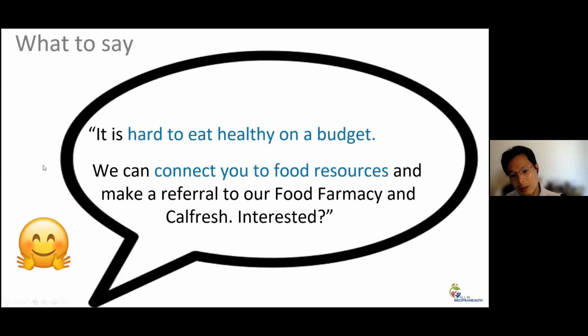It's hard to eat healthy on a budget, and then the piece is, well, we can connect you to food resources and maybe make a referral to our food pharmacy and CalFresh. Interested? Let me get some feedback. This is not an easy thing necessarily to shift into because we're so efficient, you're food insecure or not. It's hard to eat healthy on a budget. How does that land for you all?